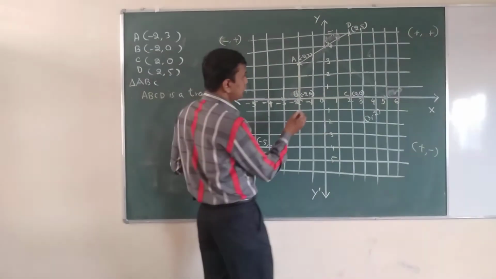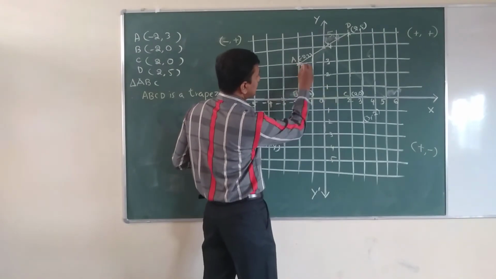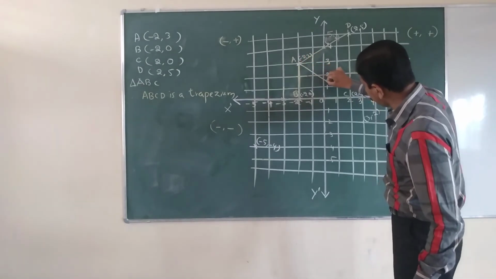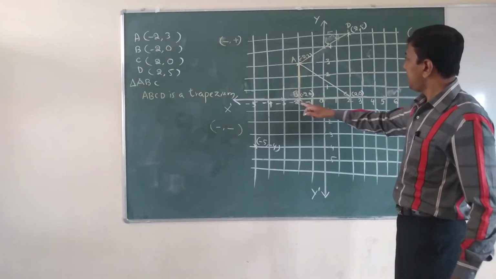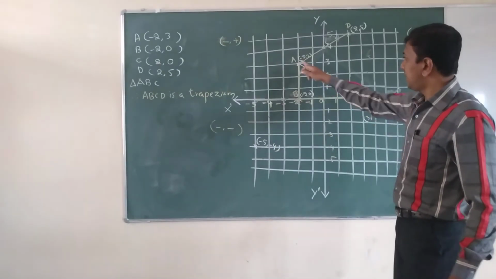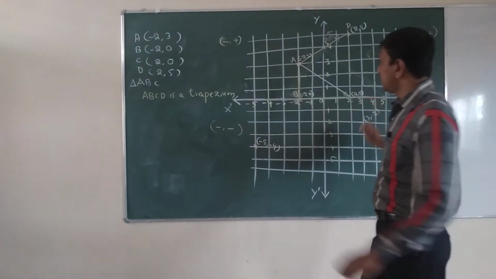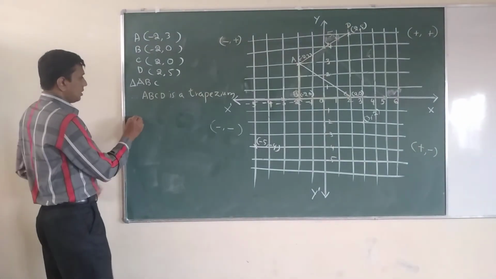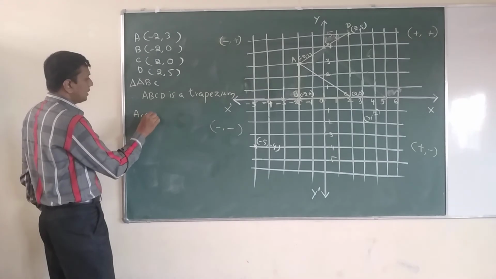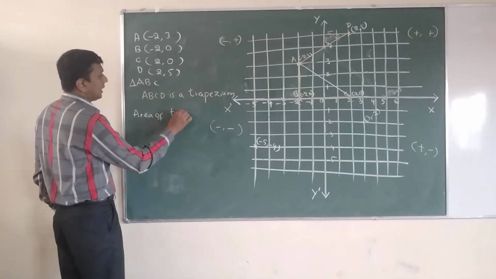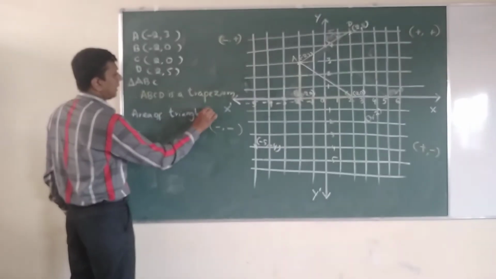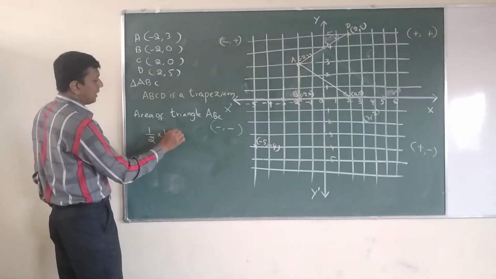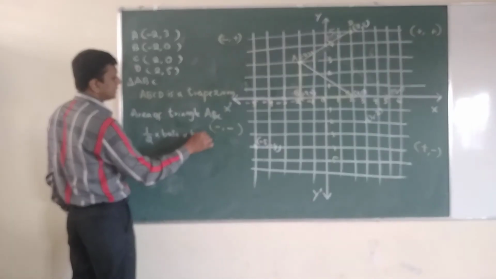Okay. Now the area of triangle ABC. That means I have to join the A and C vertices also, so that I can find out the triangle area. When I join these 2 points, ABC is the triangle I got. I have to know the area of this triangle ABC. Now the area formula: area of triangle ABC is half into base into height.